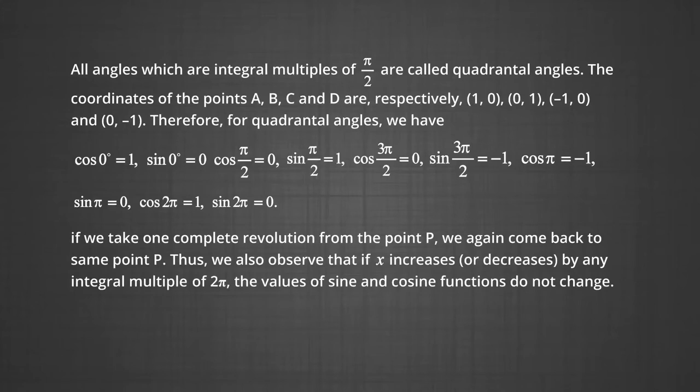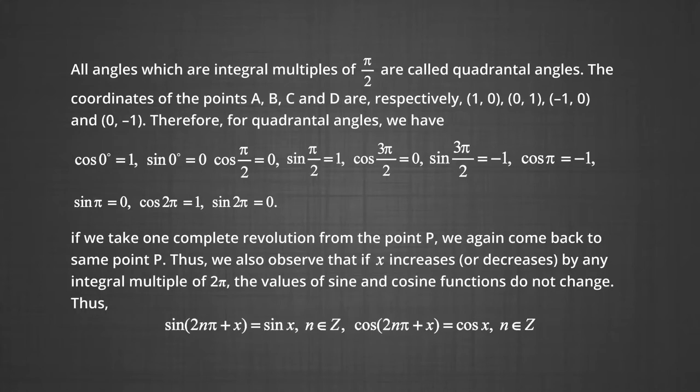Now, if we take one complete revolution from the point P, we again come back to the same point P. Thus, we observe that if x increases or decreases by an integral multiple of 2 pi, the values of sine and cosine function do not change. Thus, sin of (2n pi plus x) is equal to sin x, where n belongs to integers, and cos of (2n pi plus x) is equal to cos of x. Again, n belongs to integers.